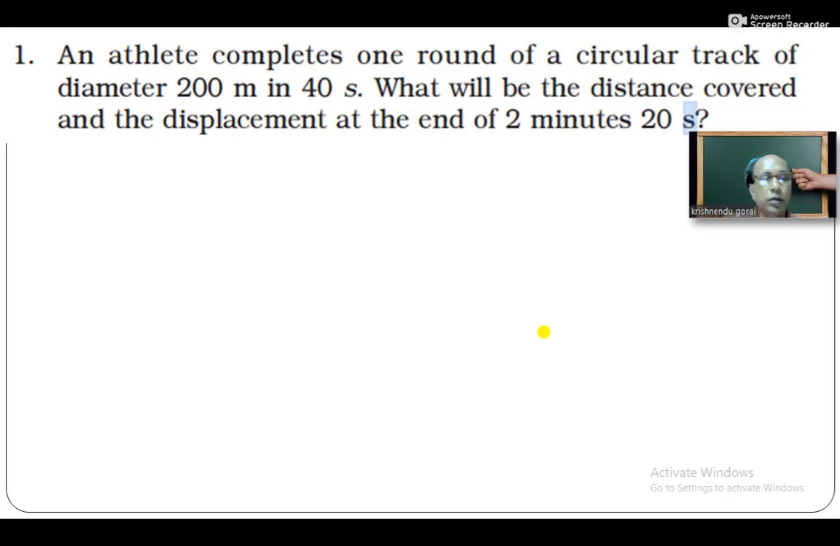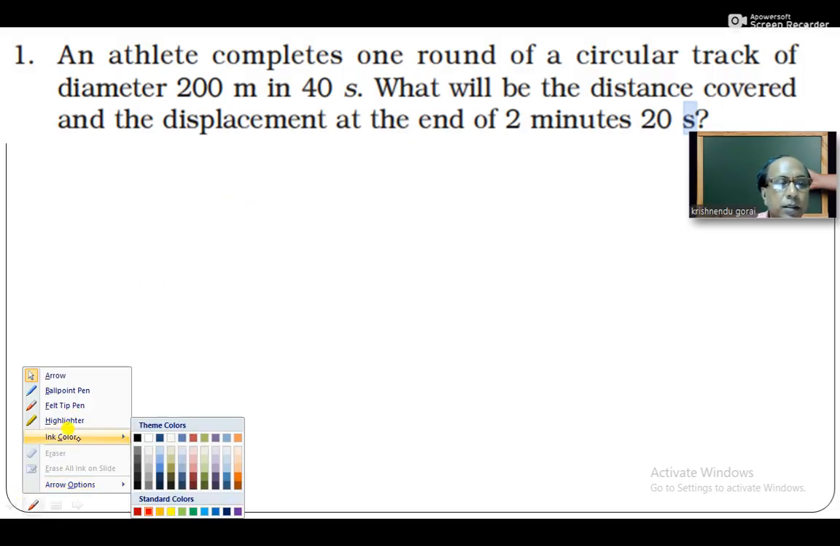Hello everyone. Today we are going to solve question number 1 of exercises motion of class 9. How to solve this question? Let us take this question in this way.